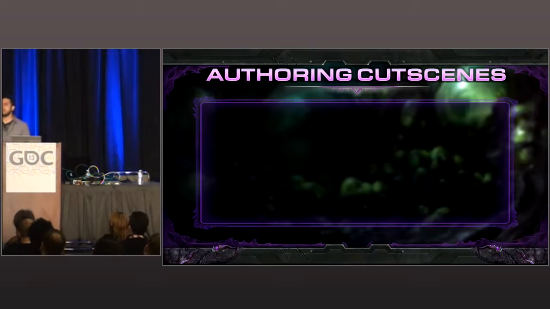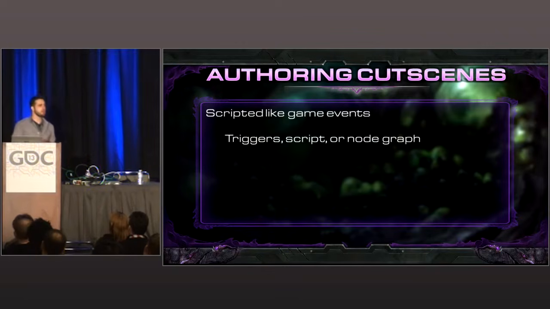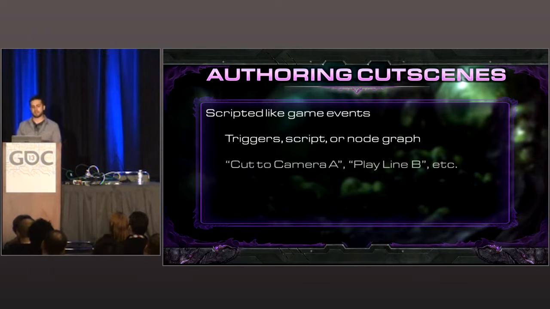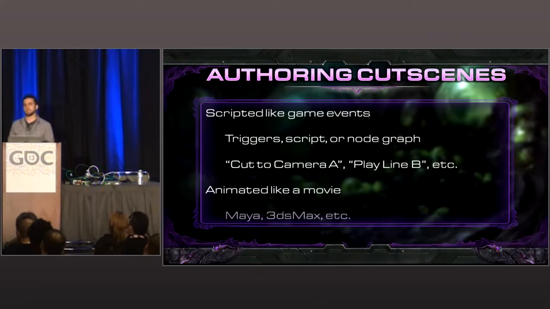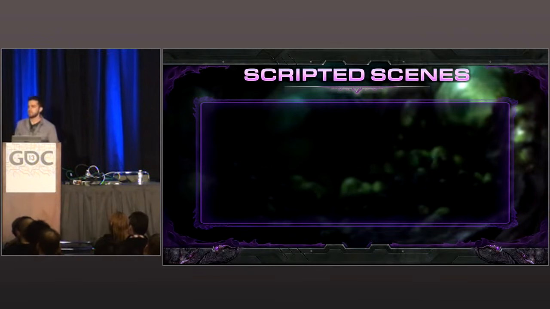Traditionally, there are 2 main ways to author cutscenes. The first is to actually script it out like game events. What I mean by that is you're using triggers or Lua script or node graph or whatever it is to actually use game actions and game actors to play out the cutscene. So you'll do things like cut to camera A, play line B, wait 5 seconds, et cetera. You're actually using game actions, right? And the other way is to actually animate it out like a movie. Using 3ds Max or Maya or whatever it is, you're actually doing a full-on animation and treating it more like a film. Both of these have their pros and cons.